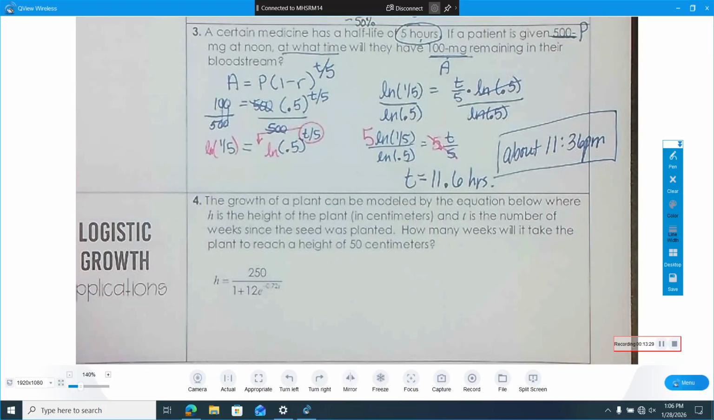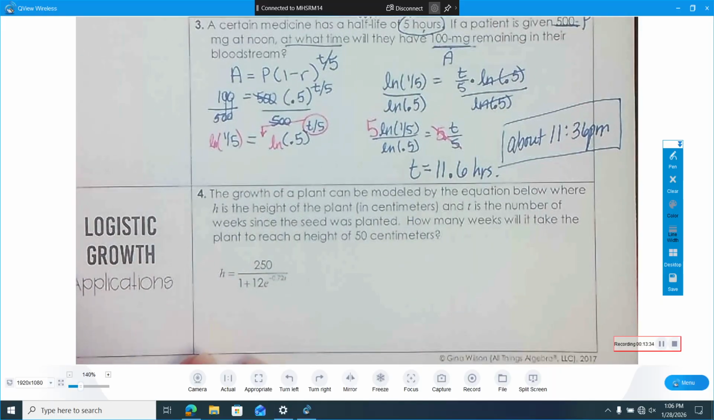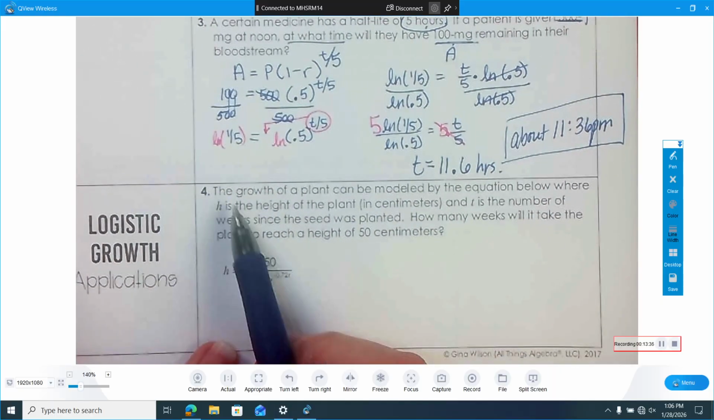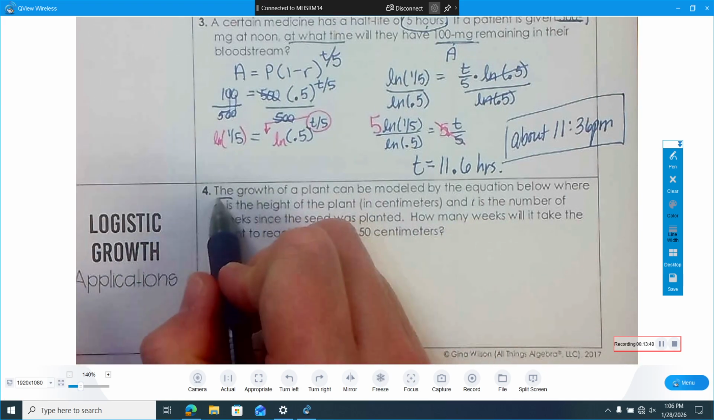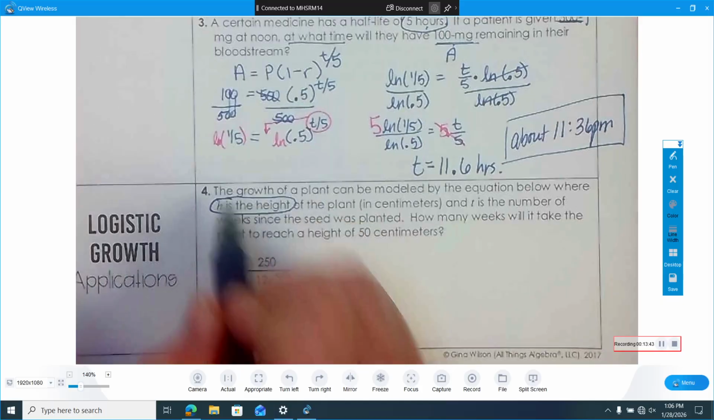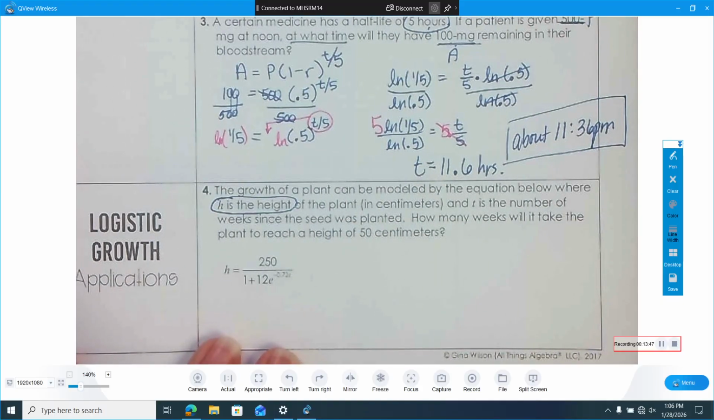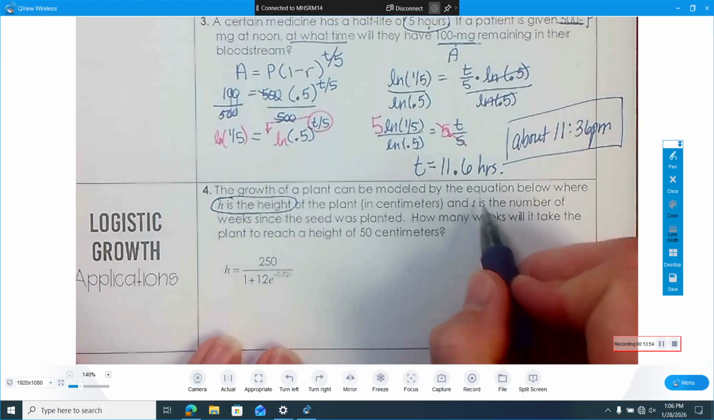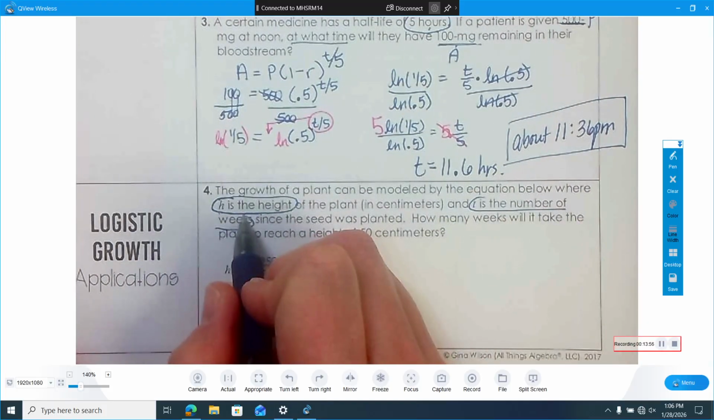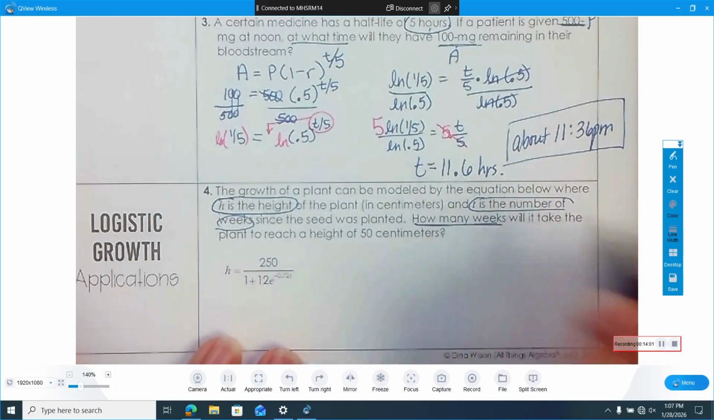Logistic growth. The nice thing is they give us the model here, so we just have to figure out where stuff goes and then how to solve. So the growth of a plant can be modeled by the equation where h is the height. This is, I think, the best thing you can do when you're reading. They tell you what the variables mean, and it's important to understand what the letters represent. H is the height of the plant in centimeters, and T is the number of weeks since the seed was planted. How many weeks? What are we trying to find?